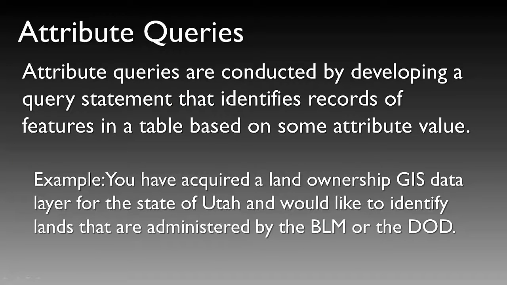Attribute queries are conducted by developing a query statement that identifies records of features in a table based on some attribute value. For example, you've acquired a land ownership GIS data layer for the state of Utah and would like to identify lands that are administered by the BLM or DoD. In this case, one could go through the table and identify each record individually, or one could conduct a query that would use the GIS to select those features of interest.